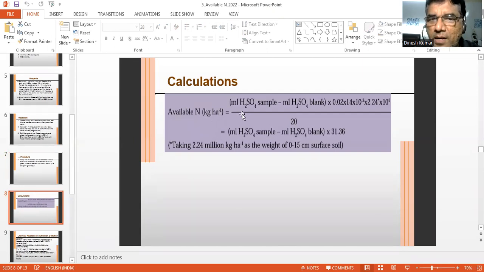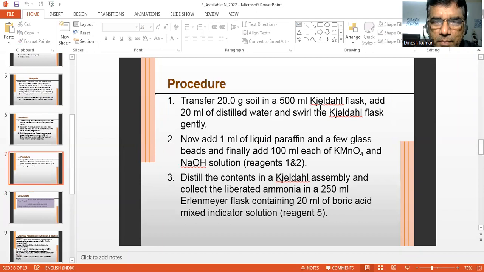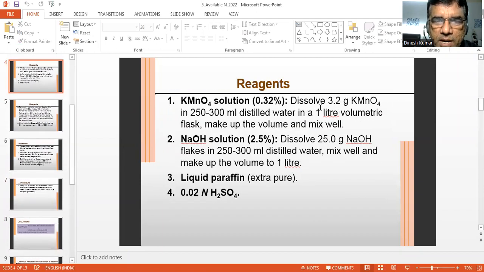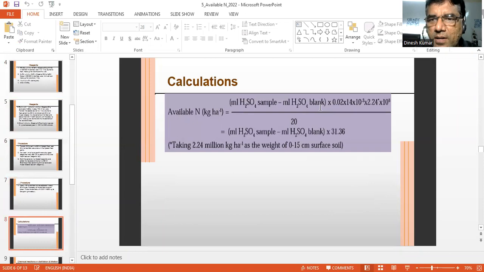Available nitrogen in kg per hectare, ml H2SO4 in sample. And here also you need to run a blank sample without soil. And then 0.02 is the normality of the sulfuric acid here. We have taken 0.02 normal, so we multiply by 0.02. Up to here, you will get milliequivalents, then the equivalent weight of nitrogen is 14, and then you get the result in gram. Then for 1 hectare soil, and the initial sample was 20 gram soil sample.